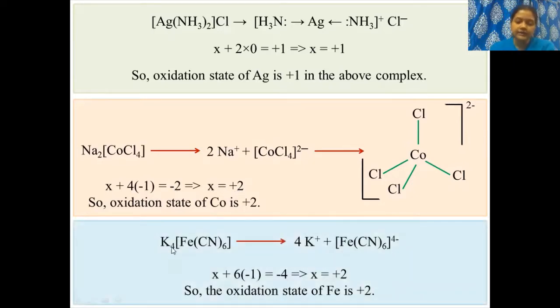In the last example, K4[Fe(CN)6], we write it as 4K+ and [Fe(CN)6]4-. So x plus 6 into -1 for the six CN, which have charge -1, equals -4, the charge outside the potassium ions. So x equals +2. The oxidation state of iron in this complex is +2.